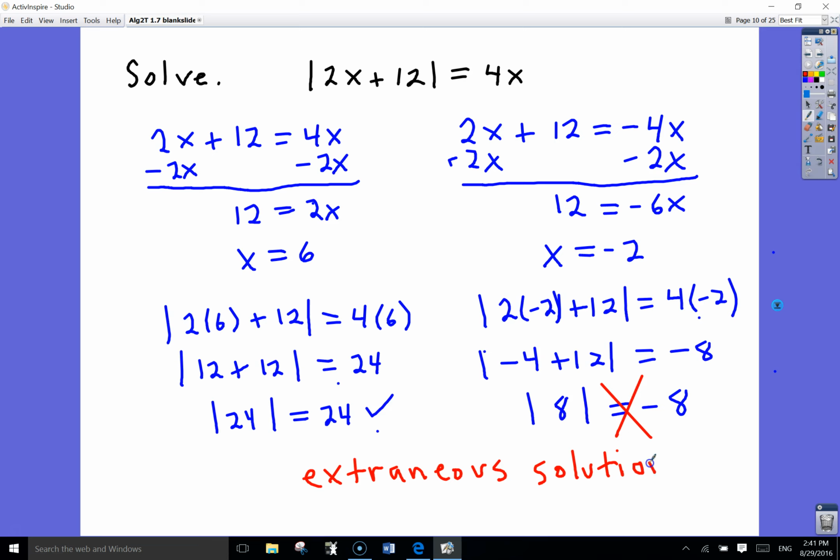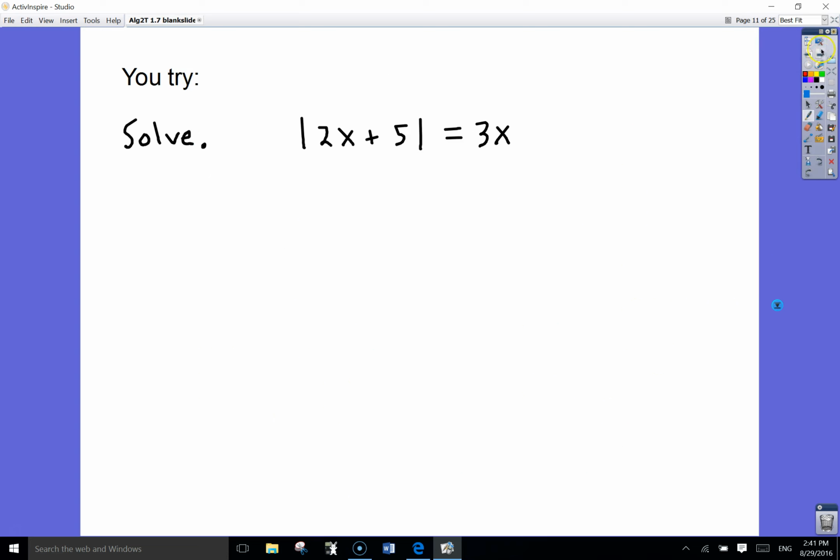But that's why it's important to check your answers, especially when you've got an x value which is outside the absolute value. Okay, so you go ahead and try this one. And hit pause if you're at home doing this, and when you're done, hit play. And I'm going to go ahead.